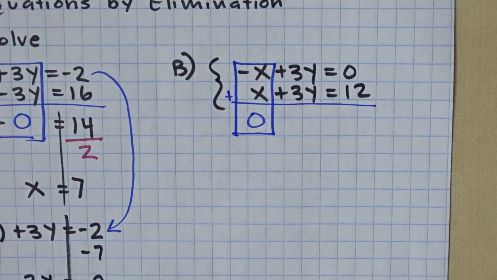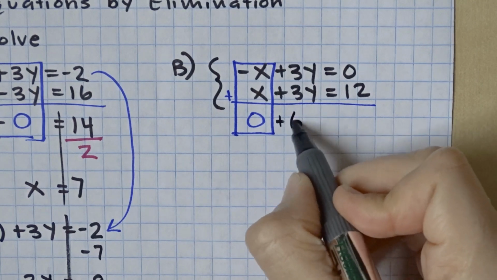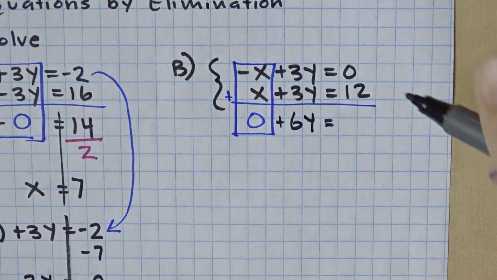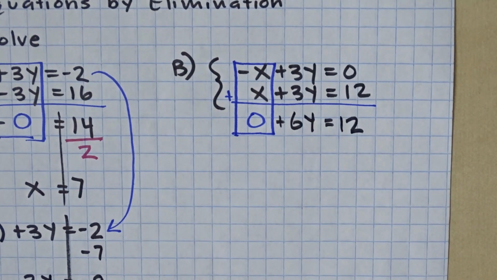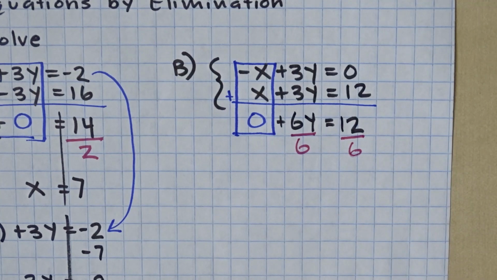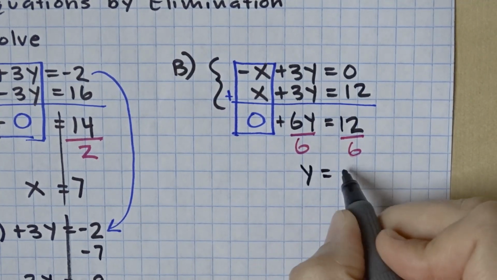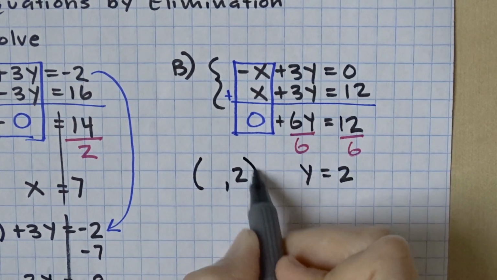Now that I don't have x's anymore, I can focus on finding the y's. Combine these terms together, that's going to be 6y. We're adding them up, okay? Combine these together, that's 12. And now when I'm solving this, divide by 6, and I get y equals 2. And this time I found my y coordinate first.